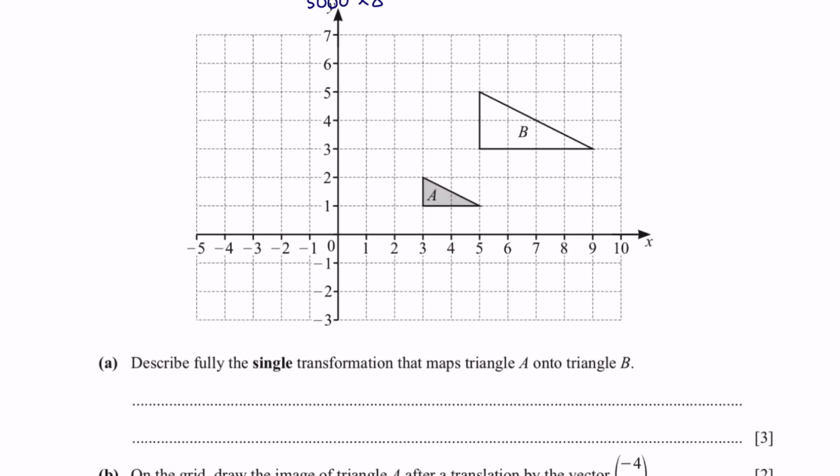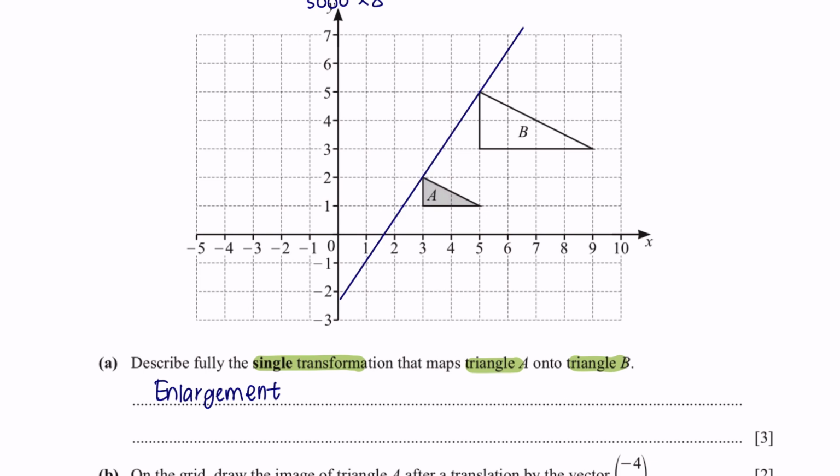Next, question 9. Describe fully the single transformation that maps triangle A, which is this, onto triangle B, which is this. What we can notice is that the size of A has become larger to B. This means that the type of transformation here is an enlargement. And to describe enlargement, you have to mention another two things.